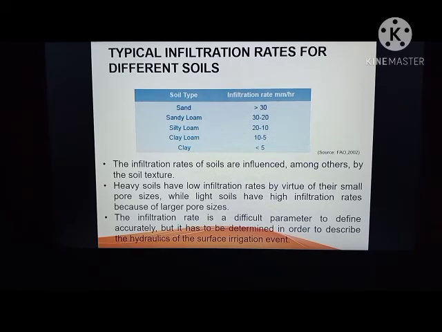We all know that in soil texture, heavy soil or the clay has smaller pores, and light soil has the highest infiltration rate because of larger pore sizes. The infiltration rate is a difficult parameter to define accurately, but it has to be determined in order to describe the hydraulics of the surface irrigation event.